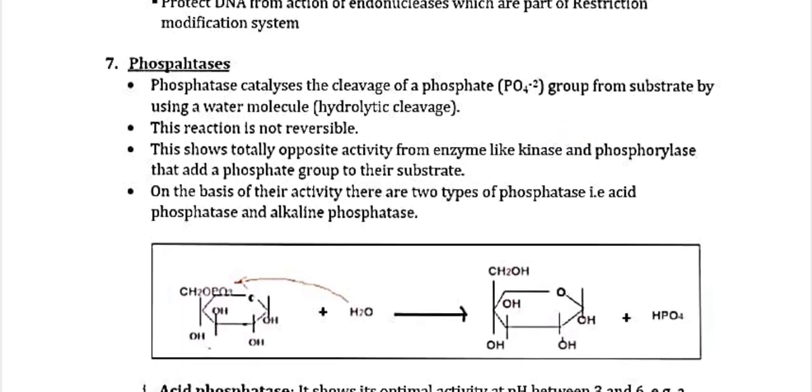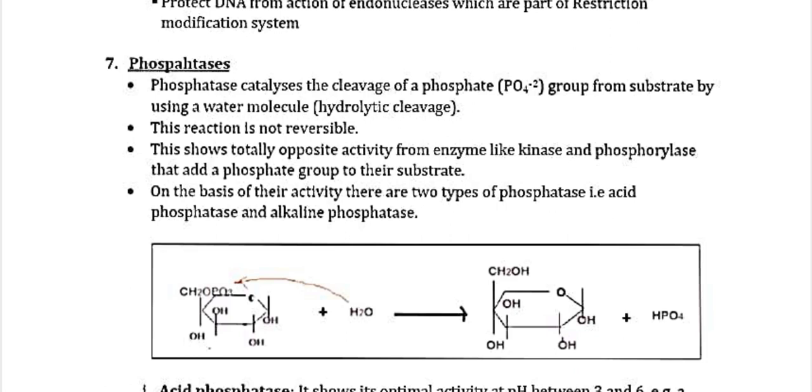Then phosphatase. Phosphatase catalyzes the cleavage of a phosphate group from a substrate by using a water molecule. Hydrolytic cleavage. This reaction is not reversible. This shows totally opposite activity from enzymes like kinase and phosphorylase, that add a phosphate group to their substrate. This is phosphatase, removing phosphate.